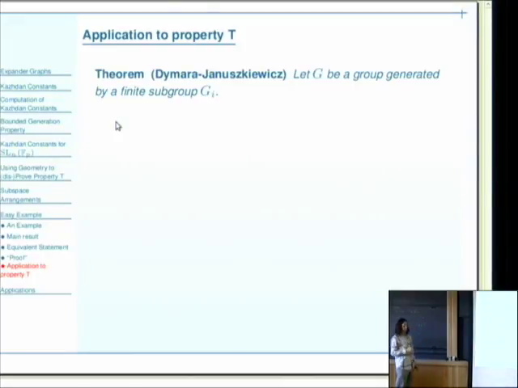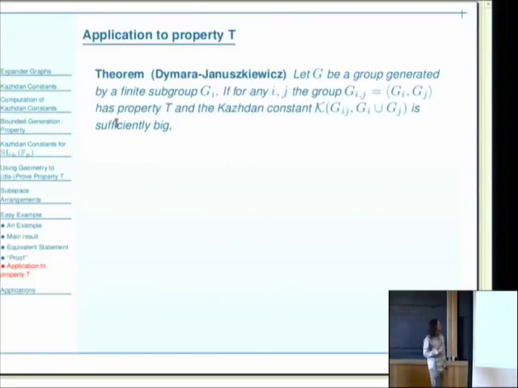This essentially goes back to Dimitrov-Januszkiewicz, because you have to be a little bit careful in translating. If you have a group which is generated by a bunch of finite subgroups, and if for any pair of indices the group generated by them has property T, with a very good bound for the Kazhdan constant, then the big group has property T. So essentially, the only thing I changed is what counts as very big. In terms of Kazhdan constants the condition is very messy. You can translate it, but it doesn't look nice. In terms of the angles, you have a reasonably nice condition.